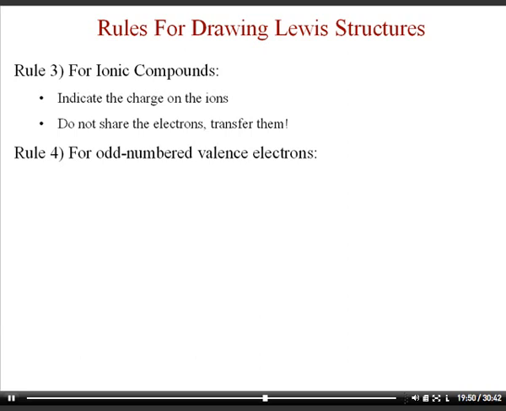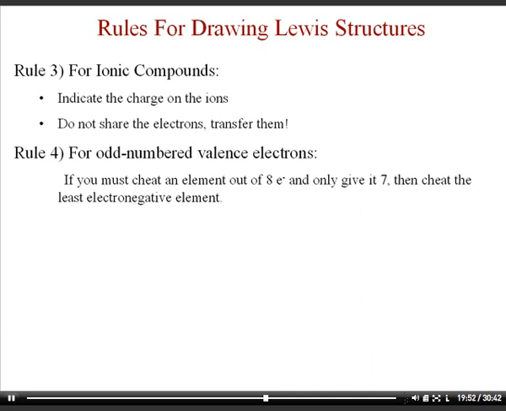Now if you have an odd number valence electron count, like a total of, let's say, 9 electrons, and you have to cheat an element out of its octet of 8 electrons and only give it 7, you don't want to cheat the element that has a higher electronegativity. Fluorine is always going to try to get 8 electrons around it because it's the most attracted to the electrons in a bond with its high electronegativity of 4.0. So if you're going to cheat somebody, cheat the one that's less electronegative.